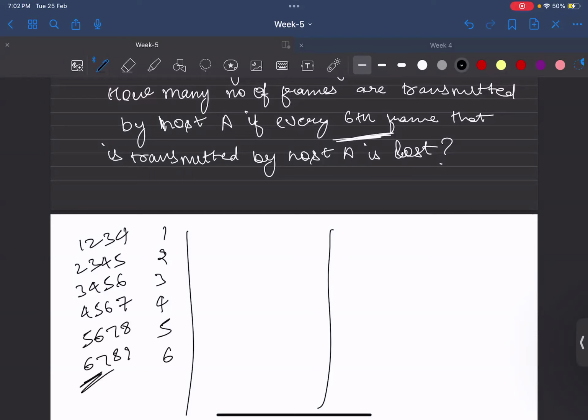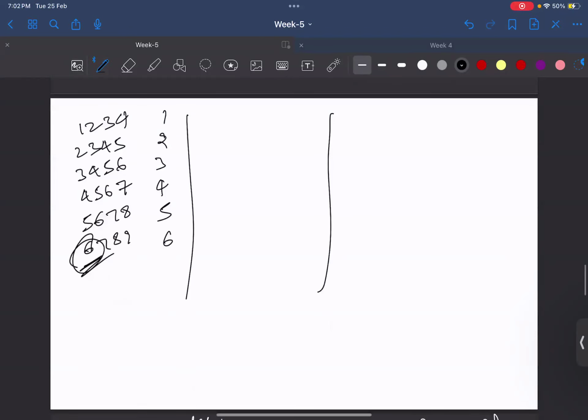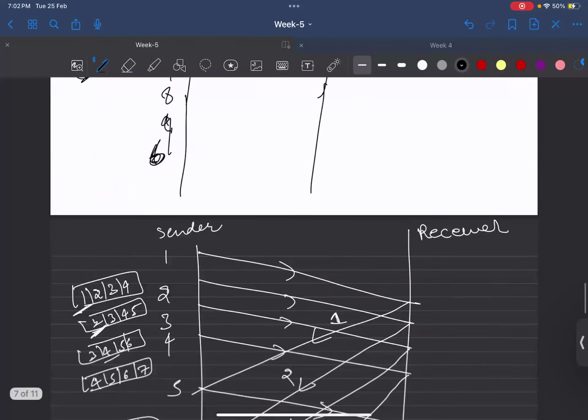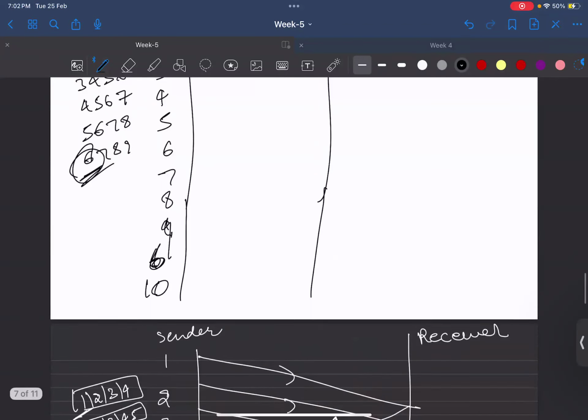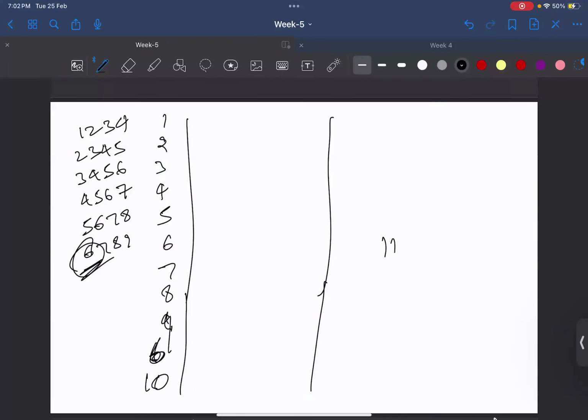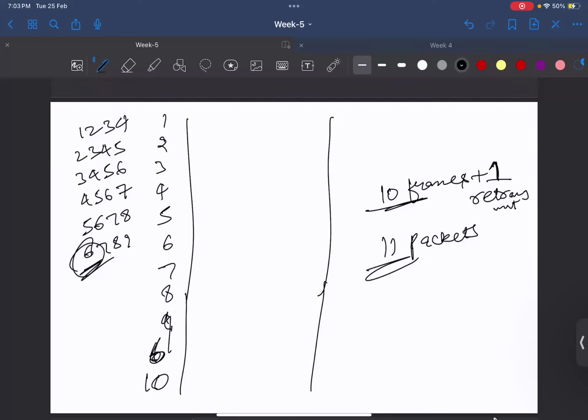And here, the sixth packet was lost. Since the sixth was lost, it was sent again. Then I have a total of 10, and the 10th packet was sent. That's it. So basically 11 packets are sent. Yes, ma'am, the 10 original frames and one which was retransmitted. Because it's selective repeat, the whole window was not retransmitted, only the 6th packet was retransmitted.